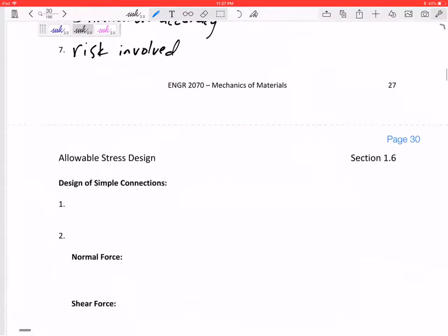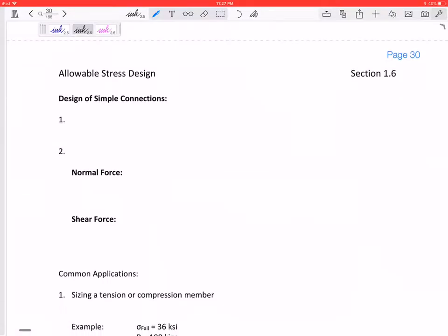Okay. All right, so for these allowable stress designs, there's two main problems that we're going to come upon. You might know the sizing of all the pins and the cables and the beams. So you might know the sizing of, let's say, everything.